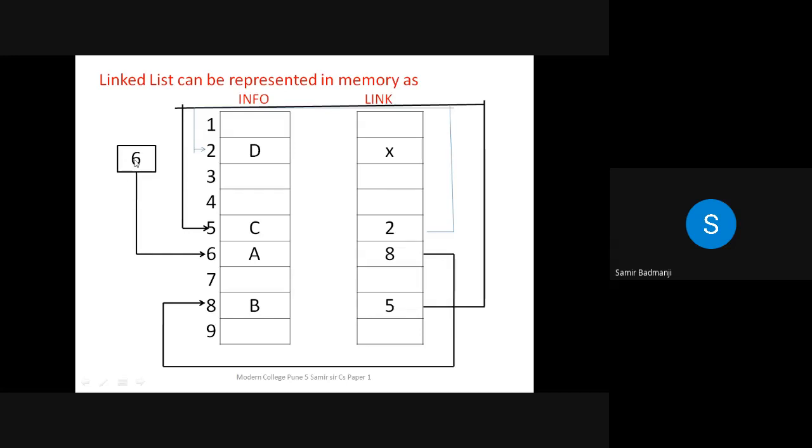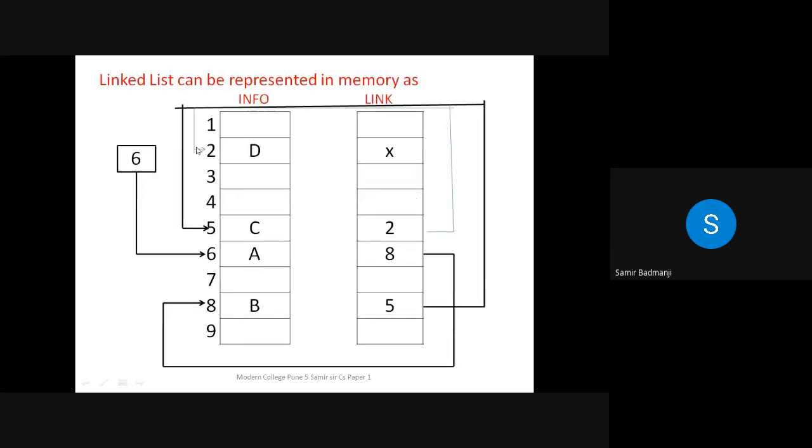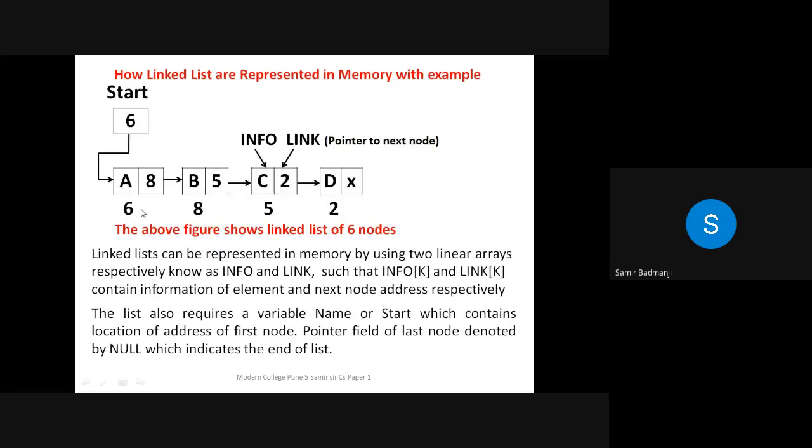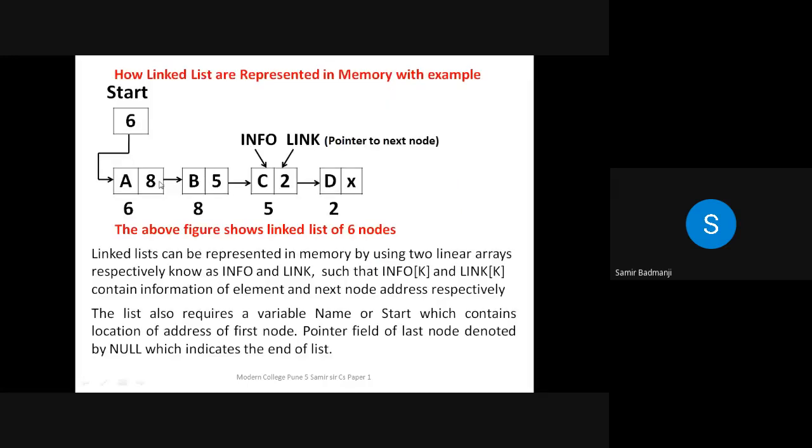show the start here, 6. Now see this 6 here, what it is shown, it is going to the first, that is A. So how we have to show, from 6 just draw an arrow to the sixth location. Okay, so at the sixth location, what is there, A is there. And what is there, 8 is there in the link part, that means the address of the next node. So when you go from 6 to 6, you have to store that data or info. A is stored here, and in front of it just write down 8. 8 is the link to the next address.